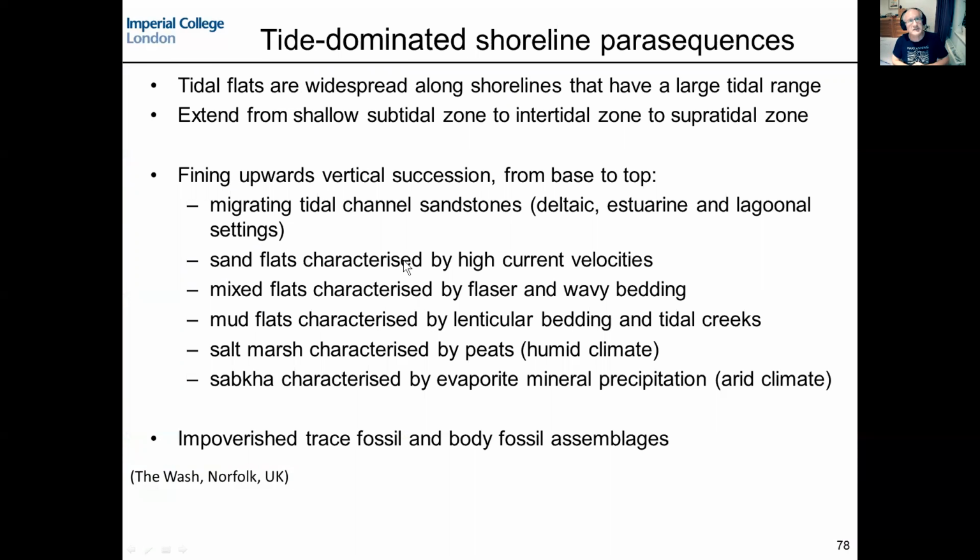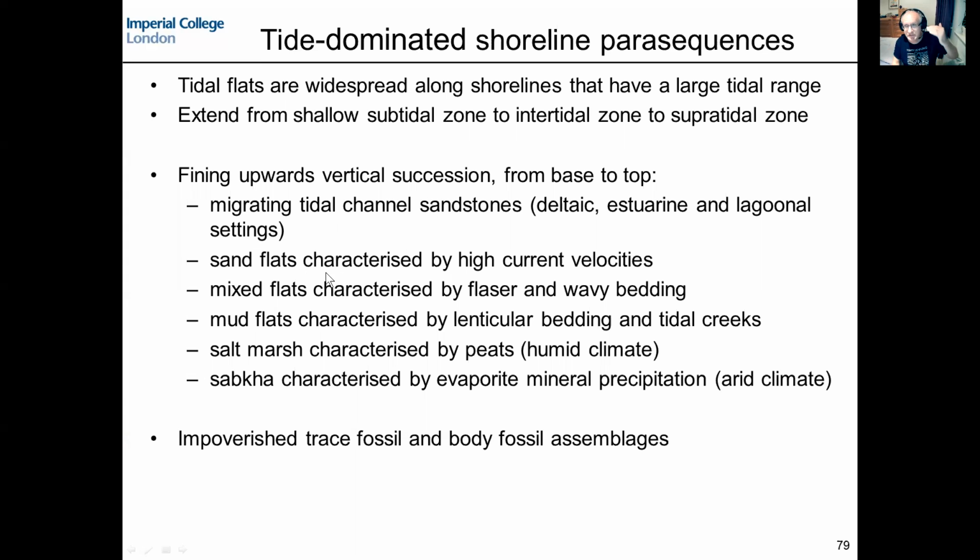Okay, so just to summarize here, tide-dominated shorelines, I've talked about a tidal flat. These occur along shorelines with a large tidal range between low tide and high tide. And as we go from the base of the succession towards the top, we get shallower, we have a decrease in sand content. So the deepest part of the succession, we have cross-bedded sandstones and tidal channels.